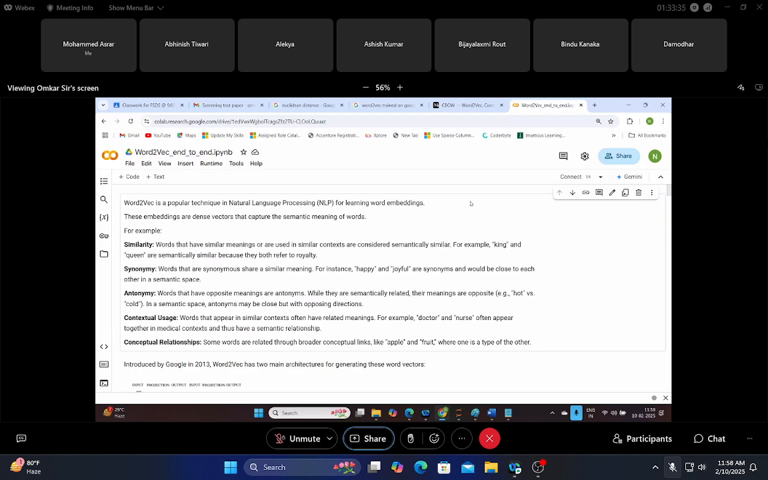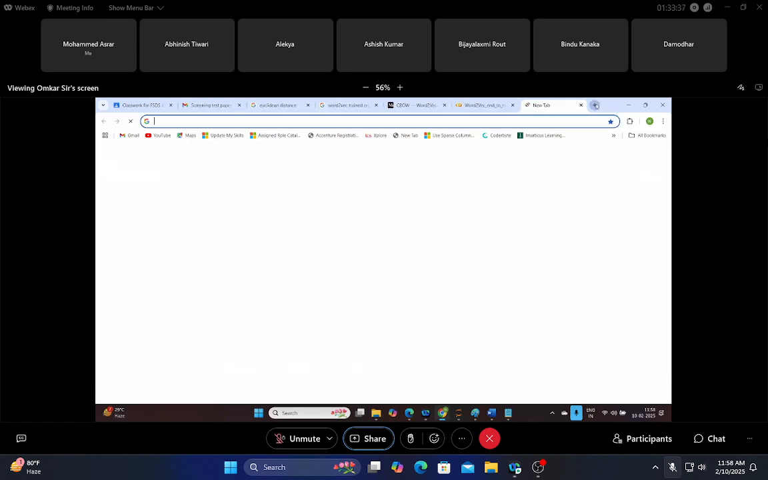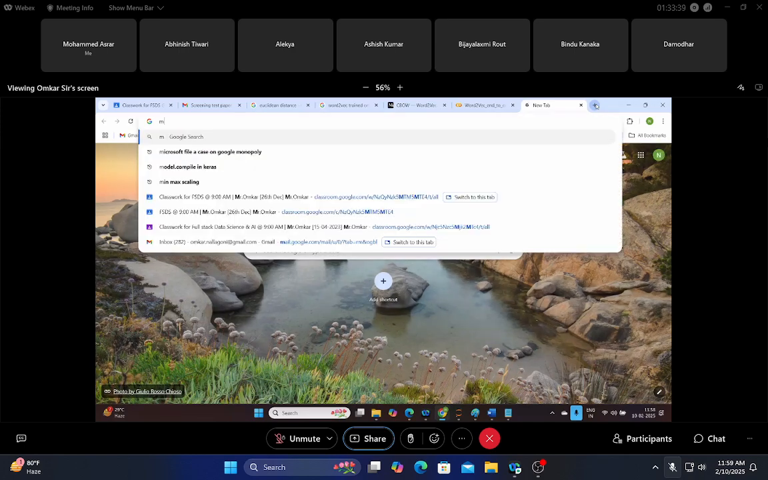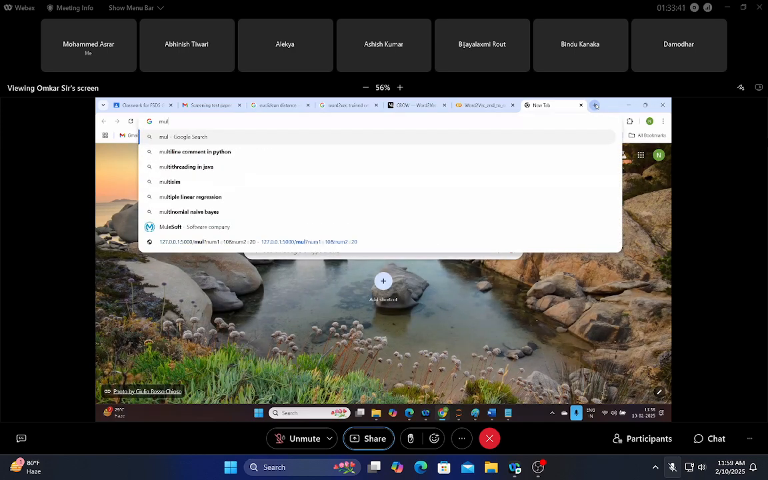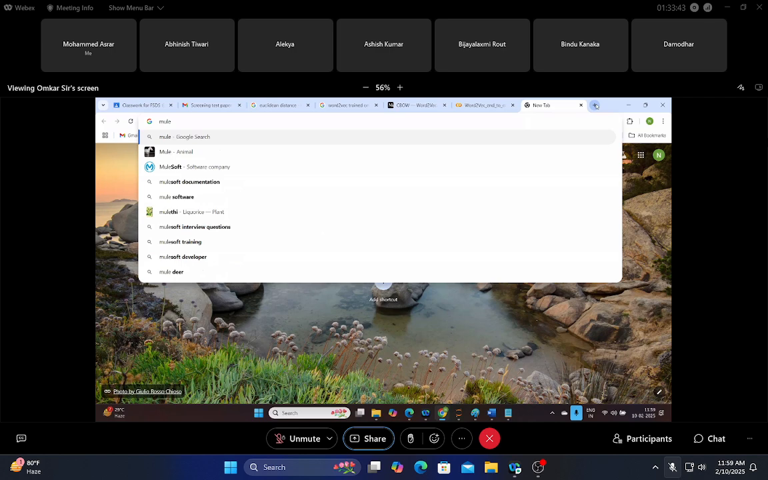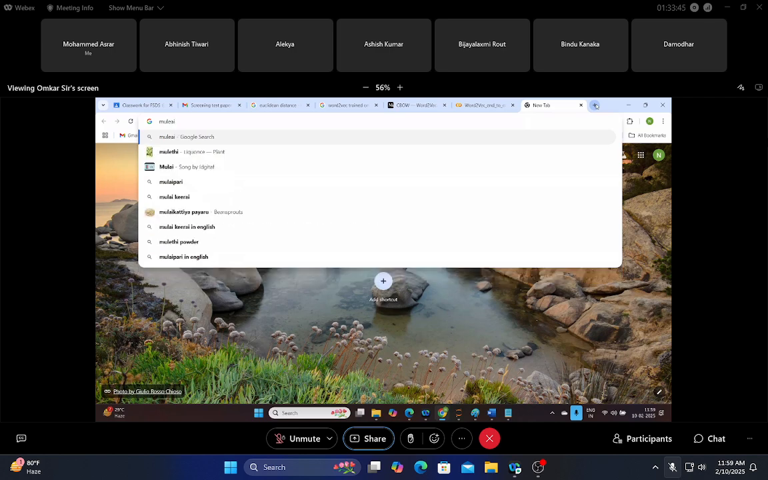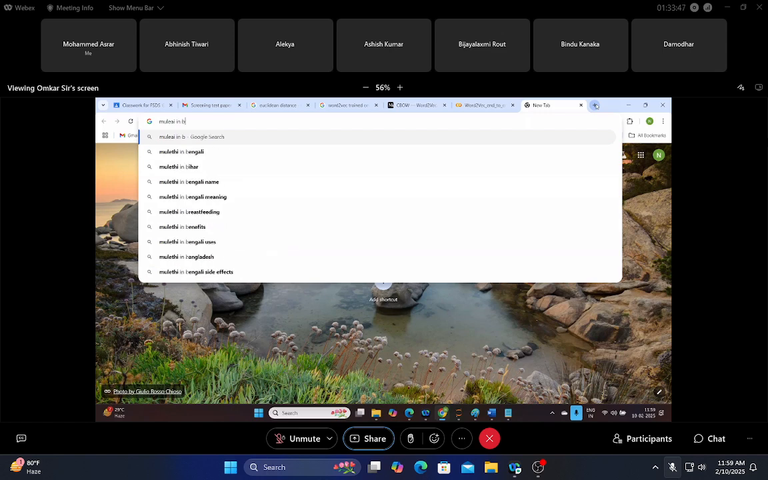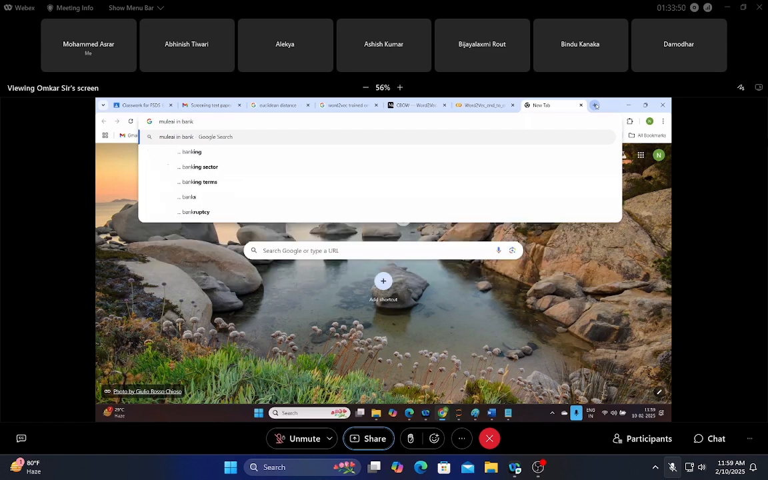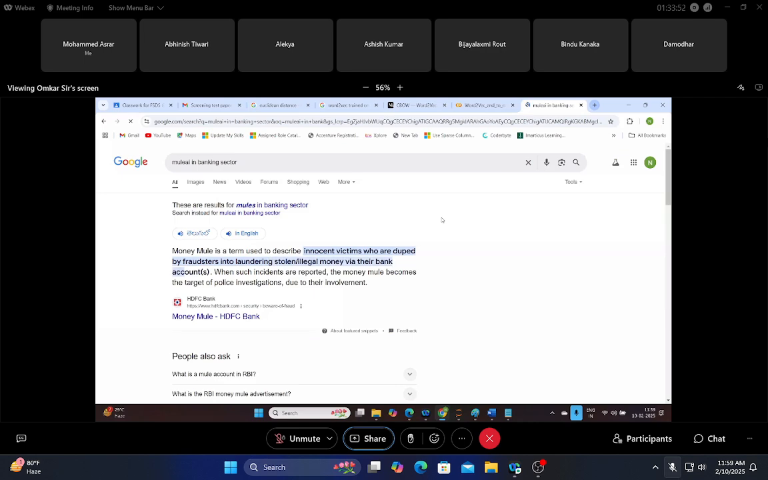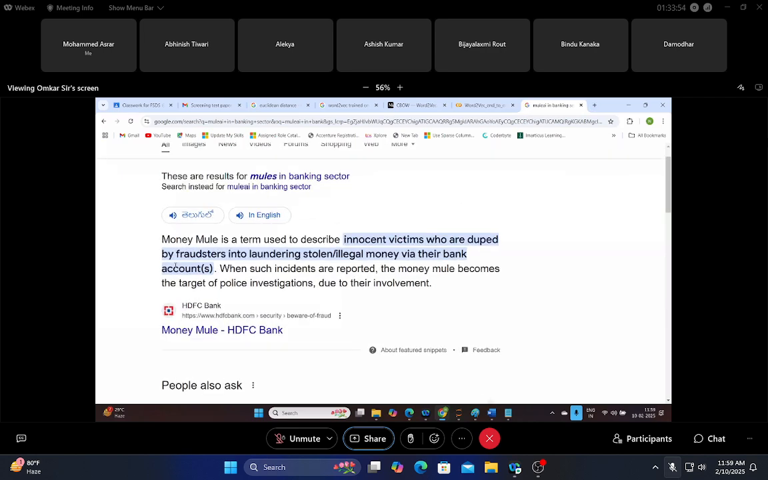Let's type that once. Mule hole, manhole, mule, AI in banking sector. Money mule. Innocent victims who are dumped to fraud, laundering, store illegal money.